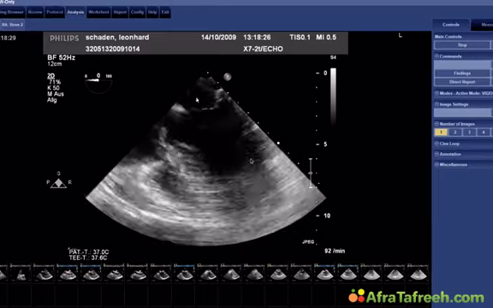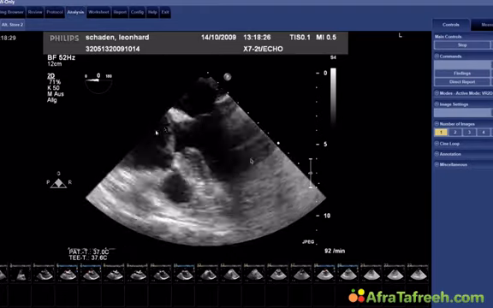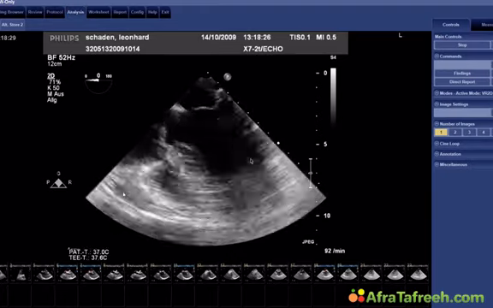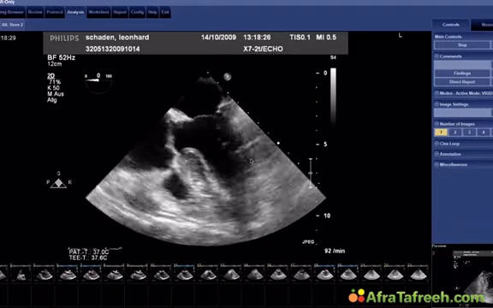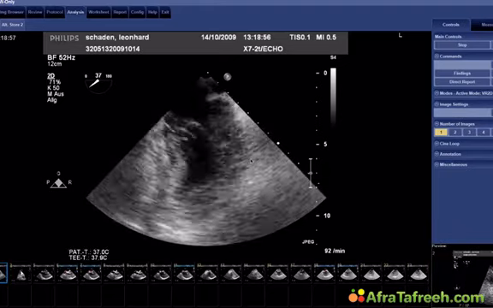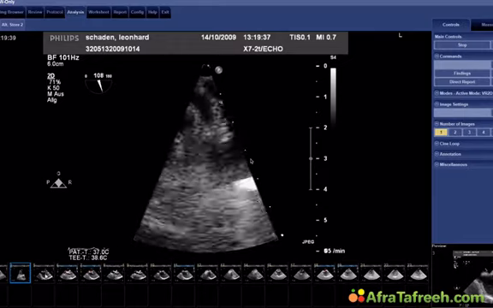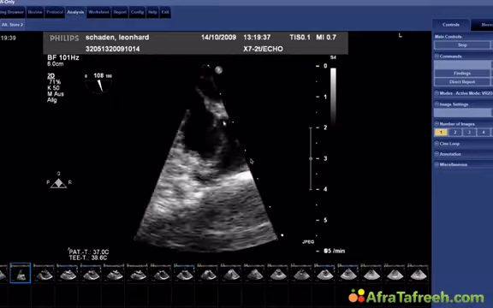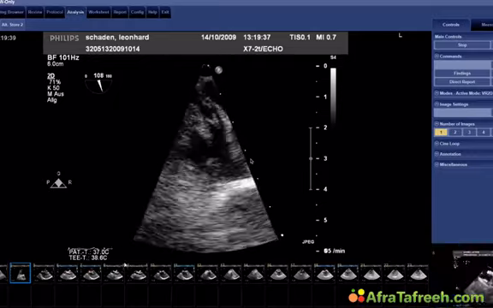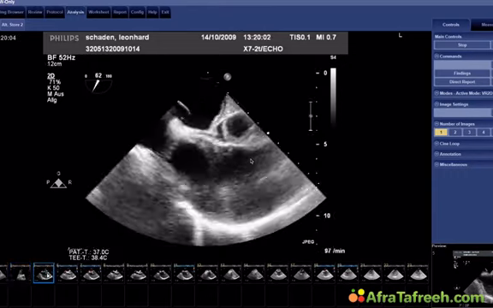Rather good left ventricle function. There is some degree of left ventricle hypertrophy, and here you can already appreciate the fairly large aortic root and the aneurysm that we also saw from the transthoracic echo. Oops, this is maybe not so good. Here is the interatrial septum. You can see that right here.